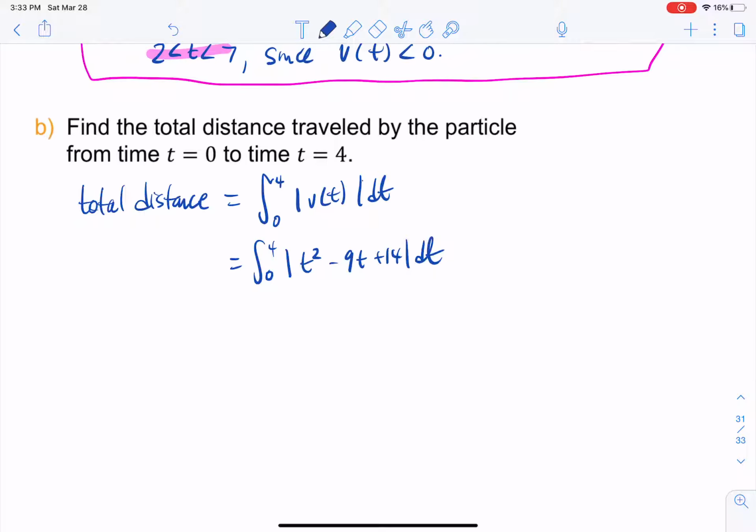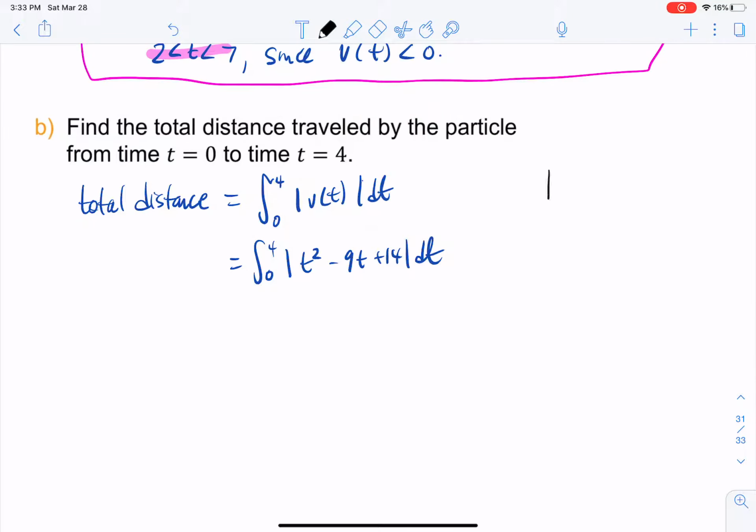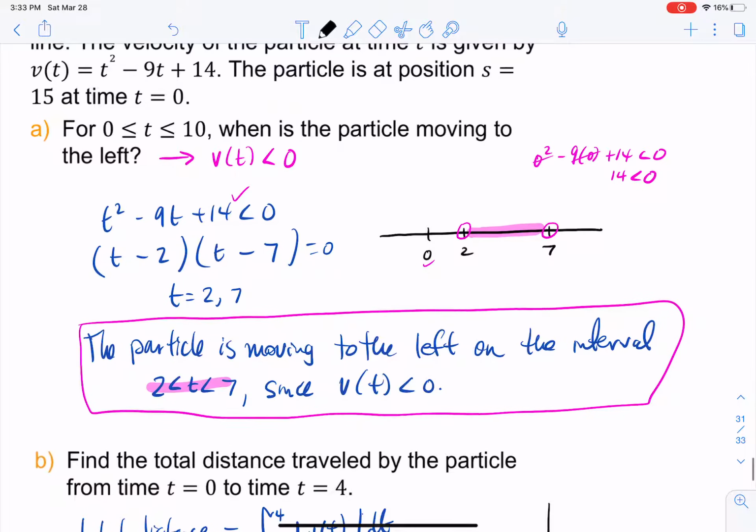Now how you deal with absolute values in a definite integral is I want to graph it and see where the function is positive and where it is negative, so I can reflect that part of the graph and fix my integral. So I'm going to graph. It's going to be very similar to the graph that we had up above, but that was just one-dimensional.